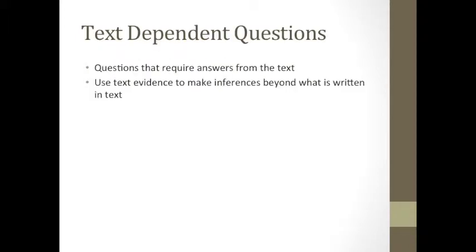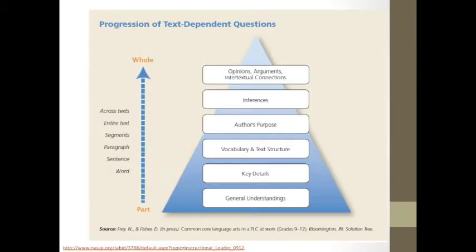And so then another piece of close reading is thinking about text-dependent questions. So again, questions that require answers from the text, using textual evidence to make inferences beyond what's written in the text. Now, text-dependent questions can come in a variety of different categories. Fry and Fisher have outlined a few key things that they look at. When you're thinking about questions, you could look at general understandings, key details, vocabulary and text structure, the author's purpose, so questions that get at the author's intent, inferences, so asking students to make inferences from the text, and then questions that get at opinions, arguments, and intertextual connections.